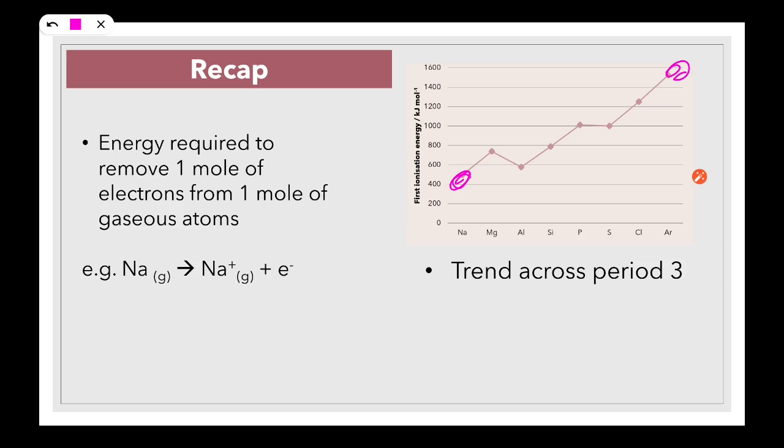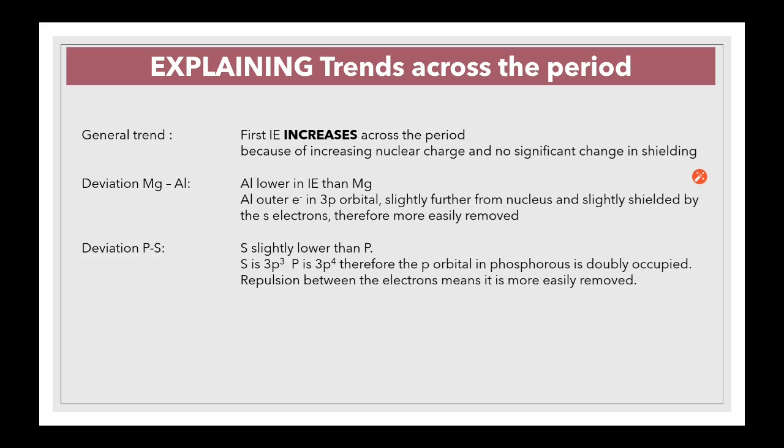We also noticed a couple of deviations here and there where they didn't quite fit the trend we were expecting, and we looked at the explanations for those. The first is the deviation between magnesium and aluminium. The aluminium was slightly lower than we expected, because the electron we were removing for that first ionisation energy was coming from the 3p orbital rather than the 3s orbital in magnesium. This 3p orbital is slightly further from the nucleus and slightly shielded by the s electrons, therefore more easily removed.